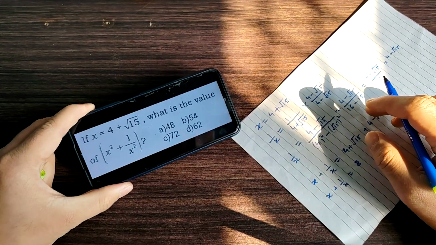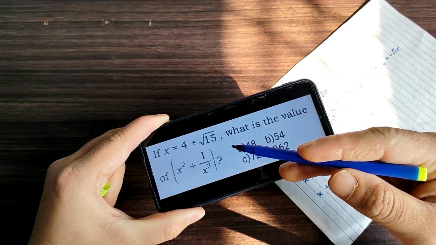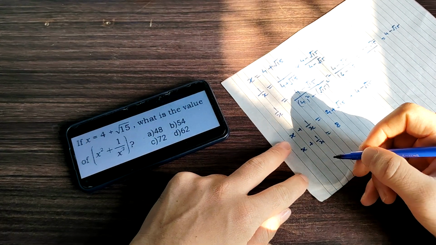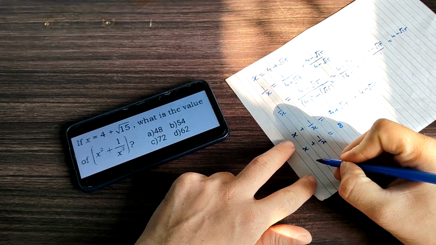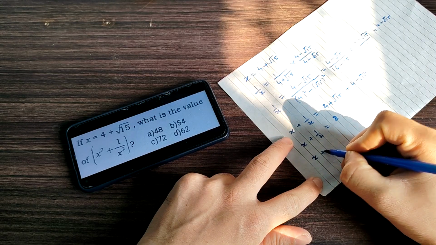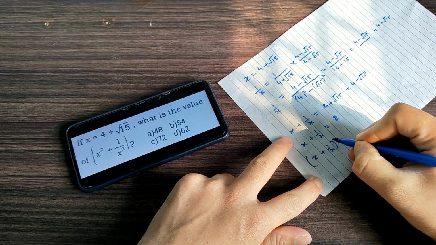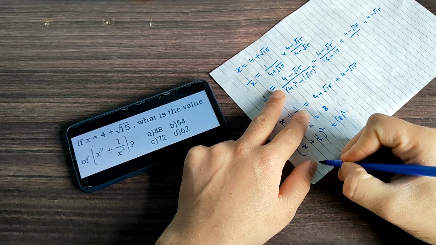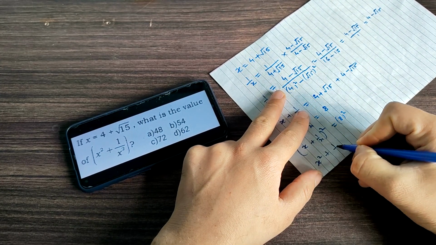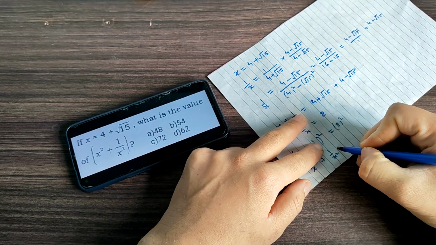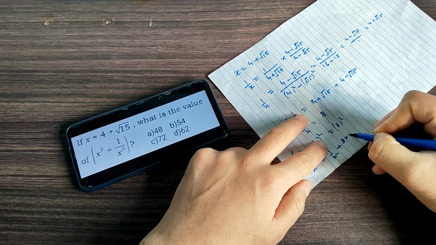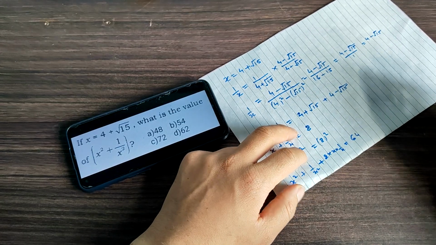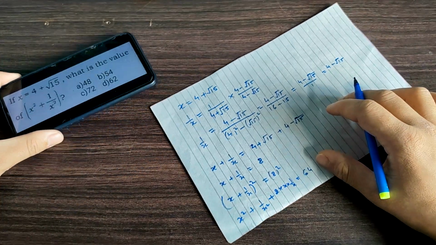So we need to find x square plus 1 by x square. So you can square both sides. You will get x plus 1 by x whole square equals 8 square. It's going to be x square plus 1 by x square plus 2 into x into 1 by x equal to 64.